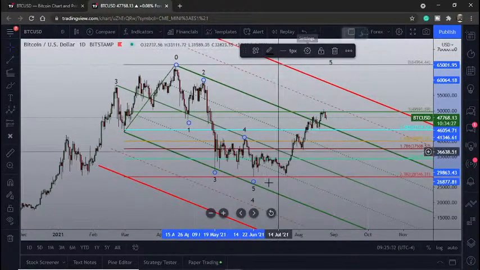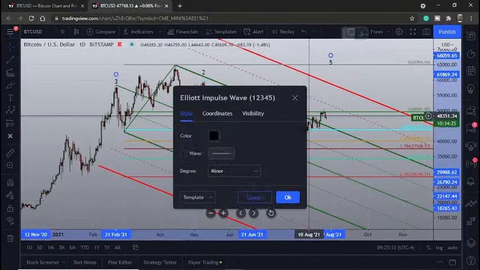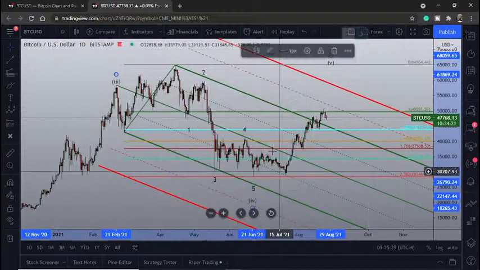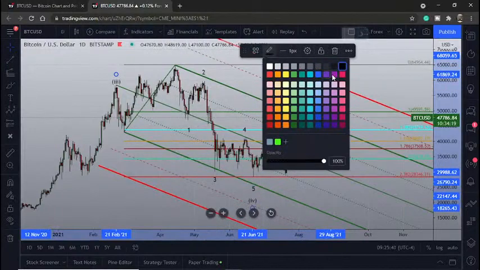Let me just label this as smaller. Let's go minuet there. Let's change it to a different color.